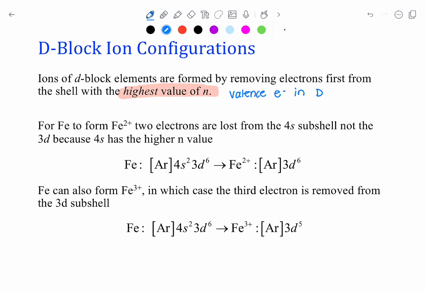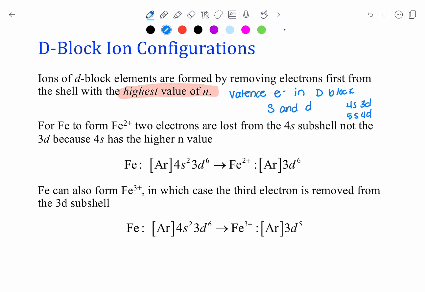So the comment that I want to make is we have to remember that valence electrons in d block elements, which are our transition metals, those center metals on our periodic table, come from the s and the d. And if you remember from our previous lesson, that's where we start to have the changes in our n value. So we went from 4s to 3d or 5s to 4d because they're close in energy. So they switch on us.